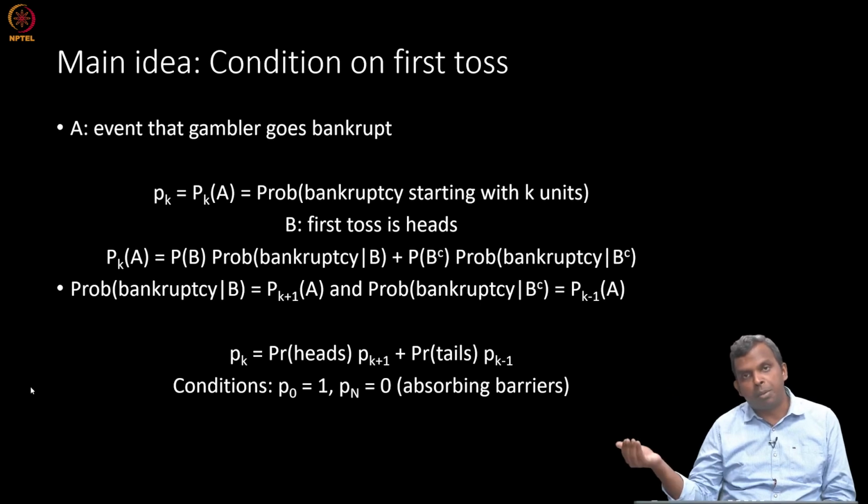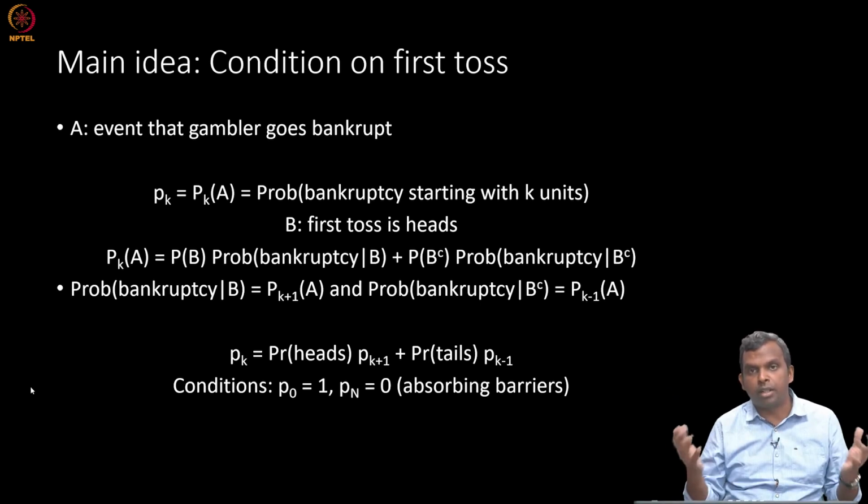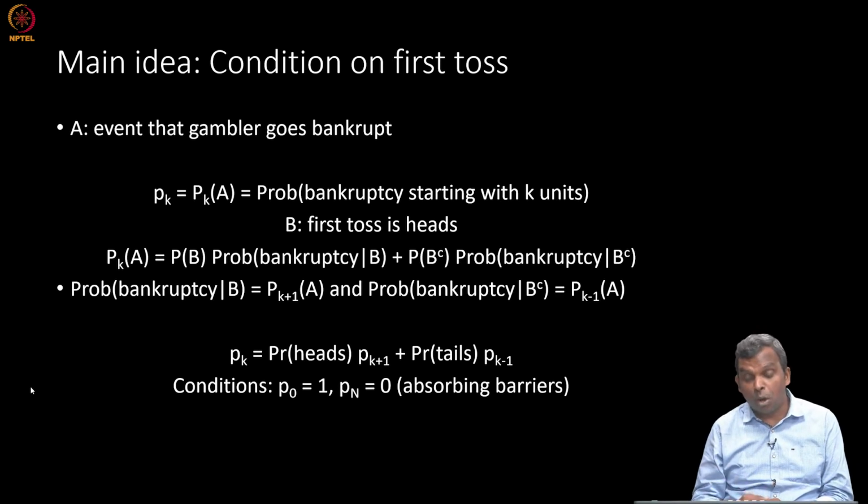Likewise, we do for B complement. Since B and B complement are disjoint, you can add the two probabilities: plus probability of B complement times probability of bankruptcy given B complement. So now that probability space is different, isn't it? Probability of bankruptcy given B complement is conditioned on another event, B complement, so that changes the probability space.